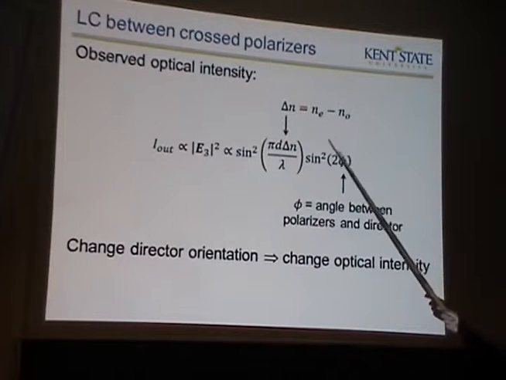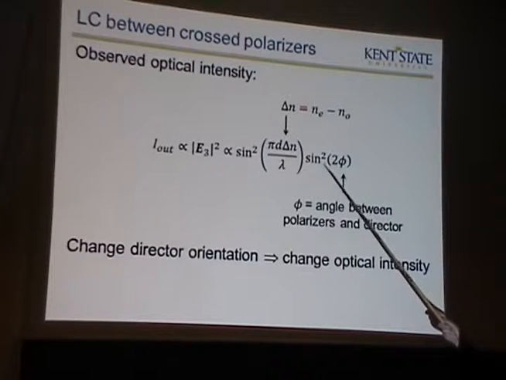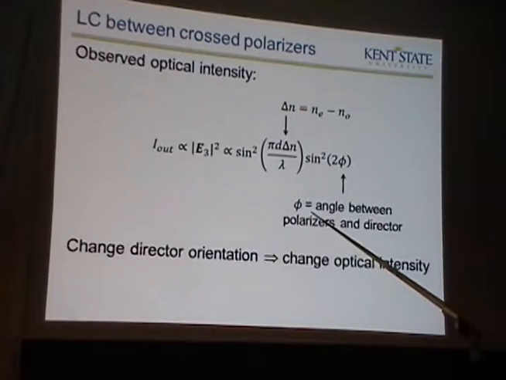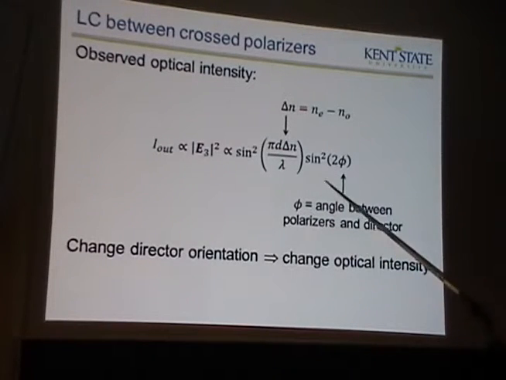For another limiting case, what happens if the director is parallel to the polarizer? Then phi equals 0, and the intensity is 0. What happens if the director is parallel to the analyzer? Then phi equals pi over 2.